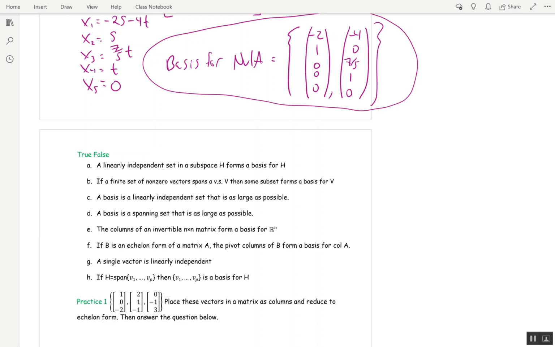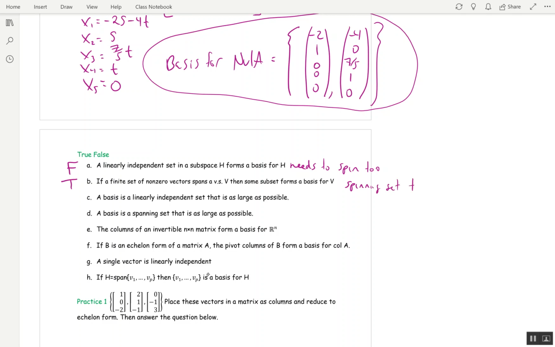A linearly independent set in a subspace H forms a basis for H. False. It needs to span too. If a finite set of non-zero vectors spans a vector space, then some subset forms a basis of V. This is true. This is part of the spanning set theorem.